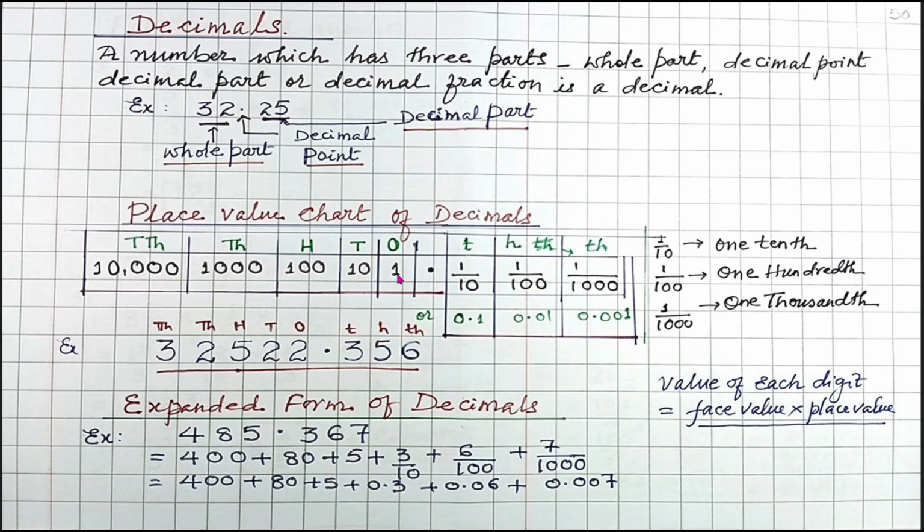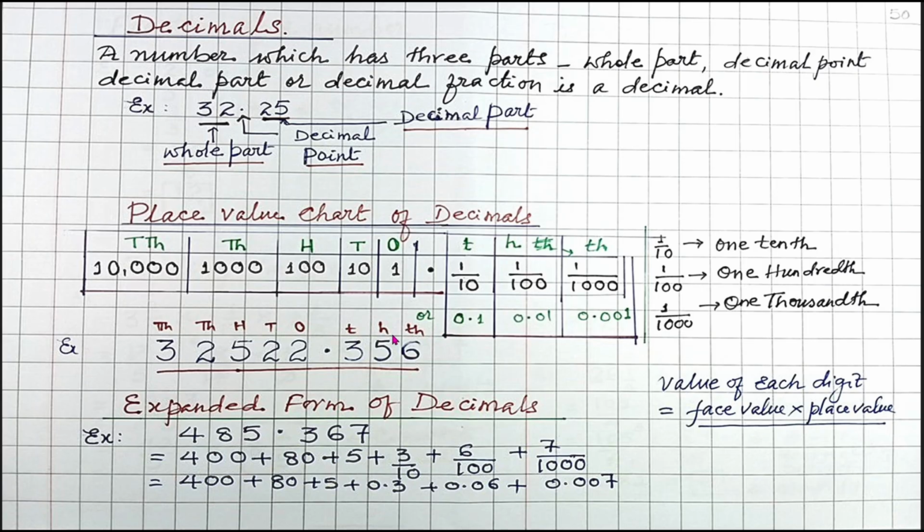Now the place value chart of decimals starts from the units place, tens place, hundreds, thousands, 10,000s, and so on. And we have the decimal point here, and to the right of the decimal point we have the 10th part, the 100th part, and the 1000th part, and so on. For understanding this, let us take an example.